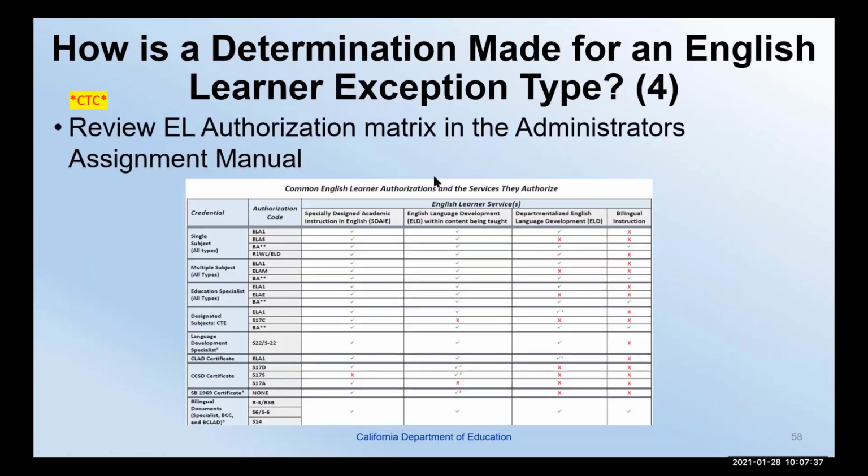And for this right here, we're just including it to show you again that we have resources to help you with this. And this one is in the AAM. Note that CDE and CTC have different language here. Specially designed academic instruction, or SDAIE, is equivalent to integrated ELD. And ELD within the content is equivalent to designated ELD. And then departmentalized means, on our end, a departmentalized course dedicated to only ELD instruction.